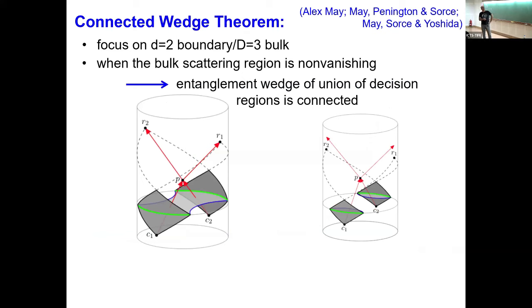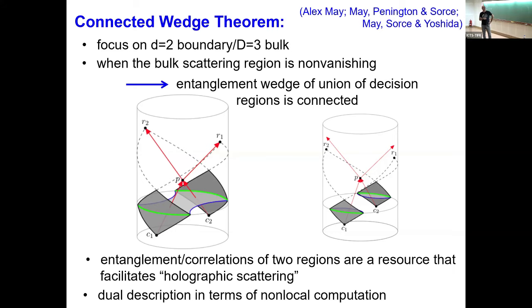What Alex noted, though, was that in the case where that scattering region in the bulk is non-vanishing, then the entanglement region associated with these two decision regions is in fact in the connected phase, i.e. there are a lot of hidden correlations, or there's a lot of quantum entanglement between those two regions. And that entanglement then serves as a resource to facilitate this scattering in the bulk.